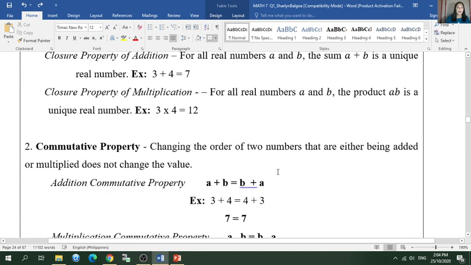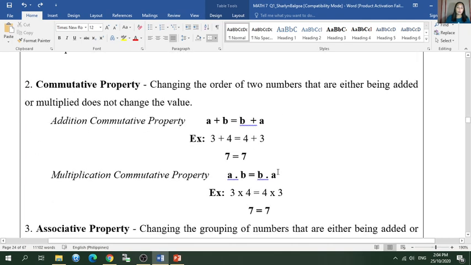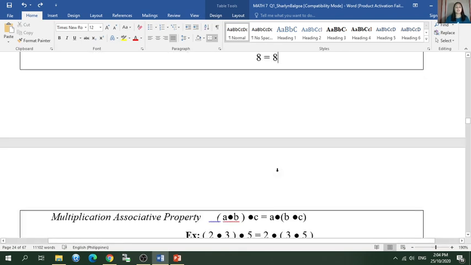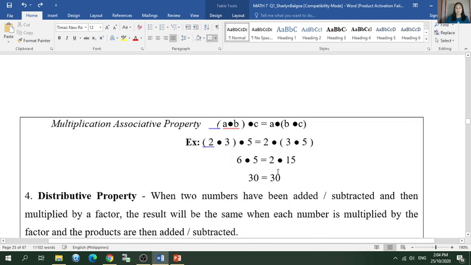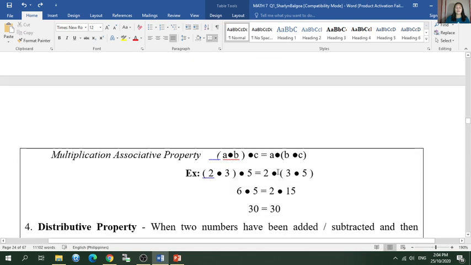So, for number 1, which is closure, number 2, commutative, number 3, associative, the only operations used here are addition and multiplication. Okay. Next, let's have this one. Multiplication. 2 times 3. Okay, take note of the dot.